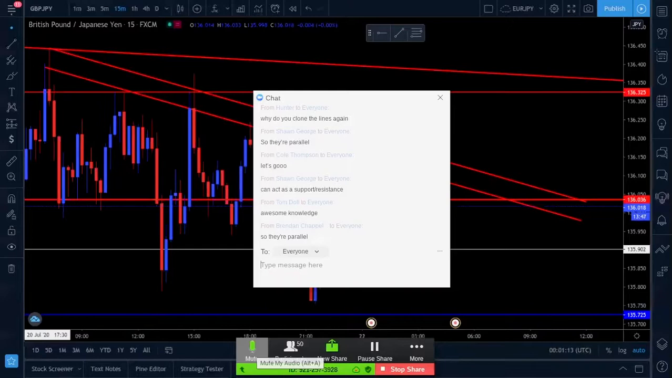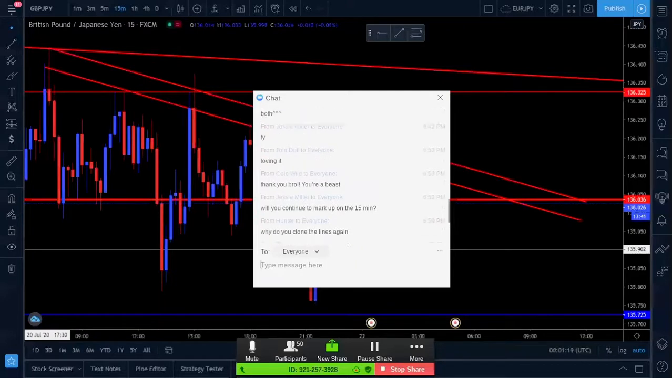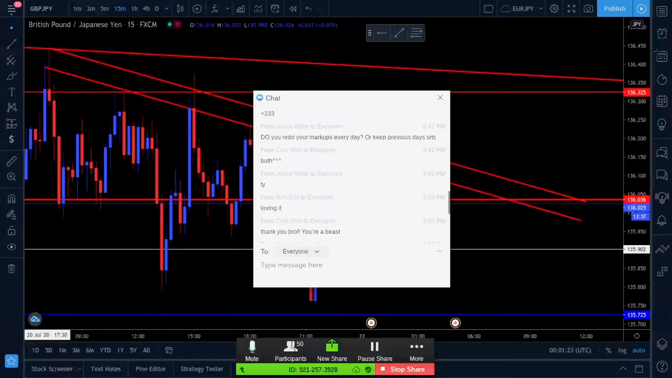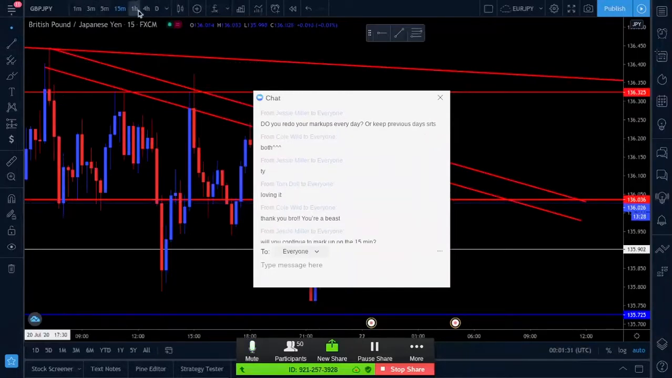Yeah, I like my trend lines to be parallel, whether they're down or up. I keep them previous days, mainly my 4 hour and my day. They pretty much always stay there. My markups, what I often do delete is the 15-minute and down.